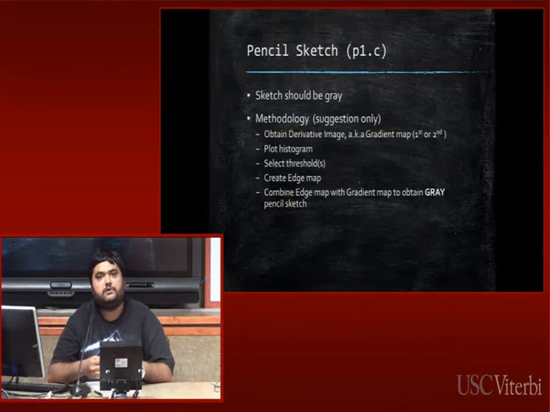But what you're required to do is create a pencil sketch, right? So you have to use this edge map information to create the pencil sketch. For doing that, whenever you see a 1, in those regions, you can just output the gradient map, right?